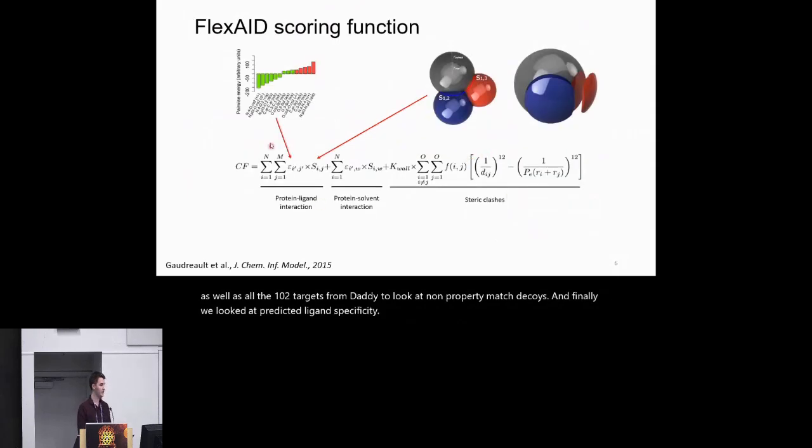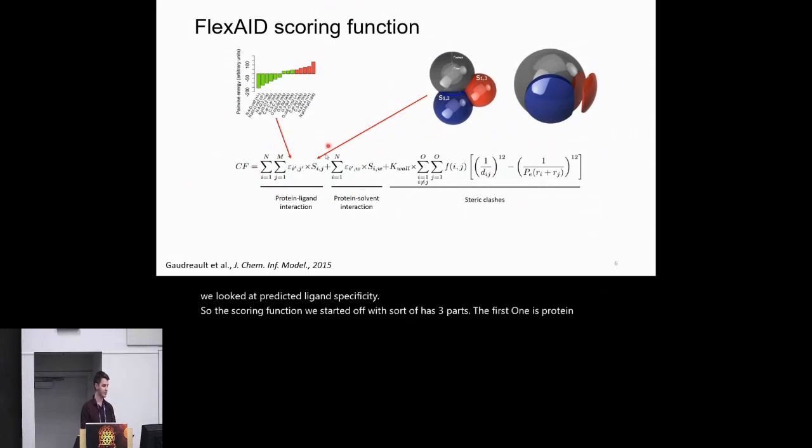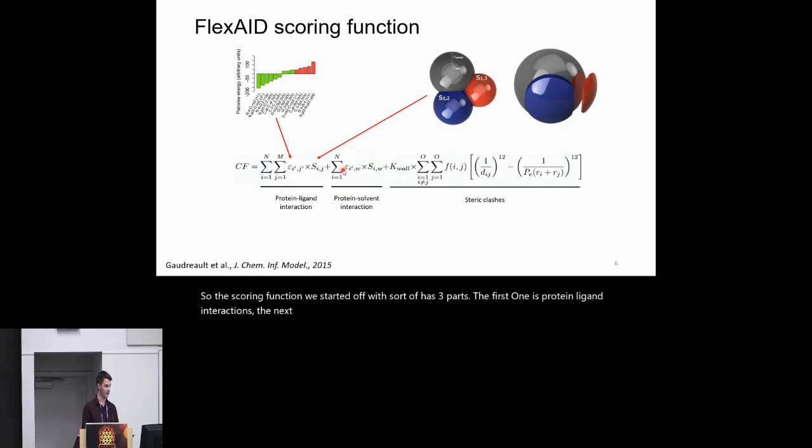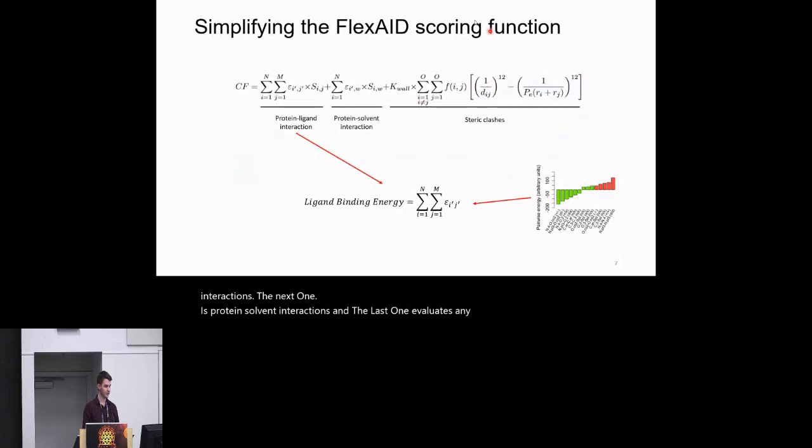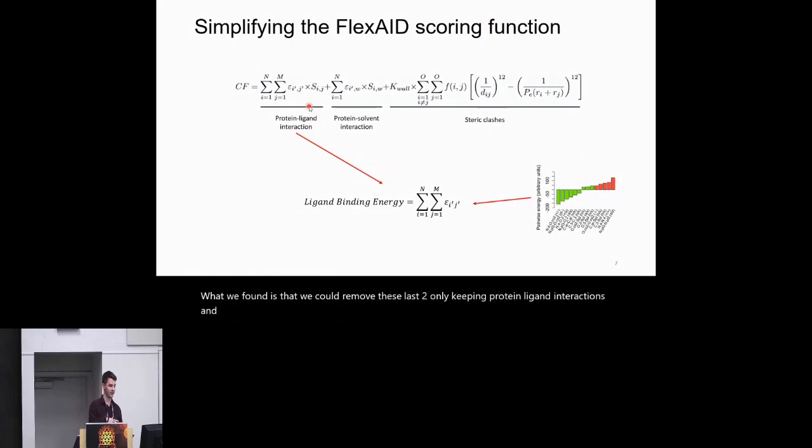So the scoring function we started off with sort of has 3 parts. The first one is protein-ligand interactions. The next one is protein-solvent interactions. And the last one evaluates any clashes. What we found is that we could remove these last 2, only keeping protein-ligand interactions, and even simplifying this down more to only keeping into account pairwise energy between a ligand atom and a protein atom.